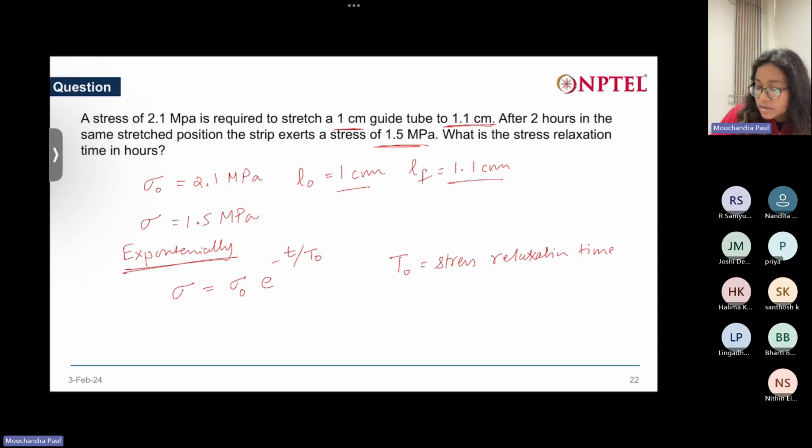So this is the expression we'll be using to solve this particular problem. We are given the final stress, the initial stress, and T, the time period under which the material is in observation. We have to calculate T naught. First we'll put the values into e to the power minus 2 by T naught. Simple maths, nothing else. It's quite direct actually.